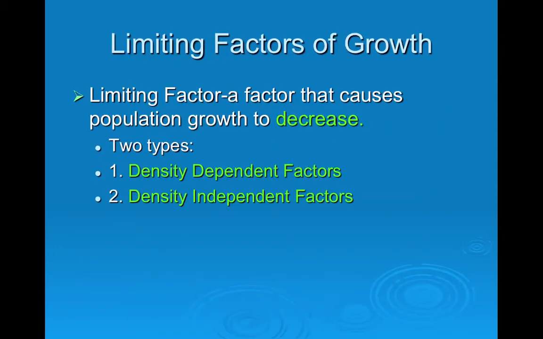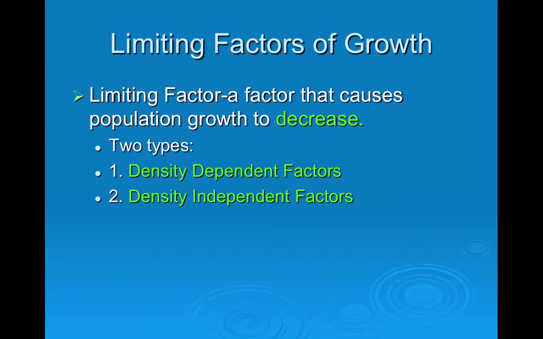So there's two different types of limiting factors that you have to know. And these cause the populations to decrease. The first type is density-dependent limiting factors. Density-dependent factors have to do with how dense the population is, i.e. how many individuals you have per square unit of space. So 500 people per mile, or 1,000 trees per acre. That's a density-dependent factor, a number of individuals for a unit area.